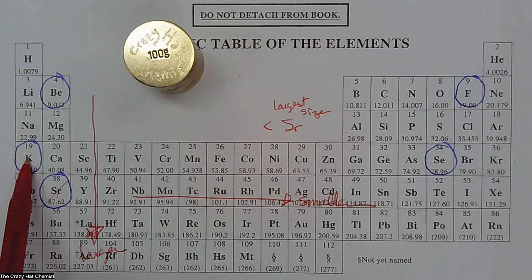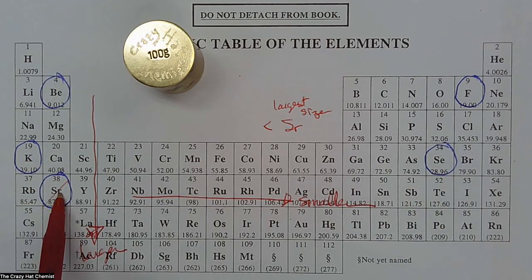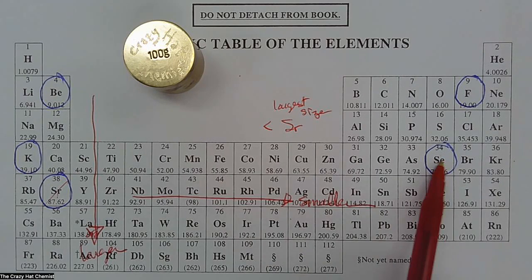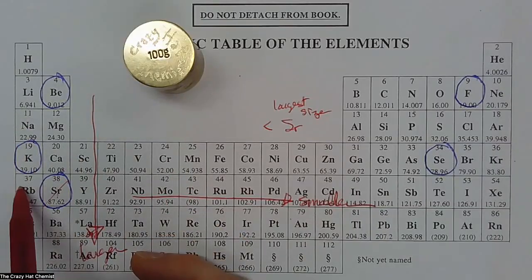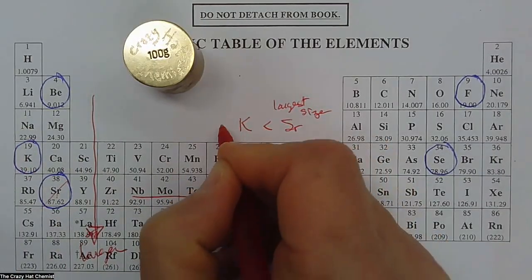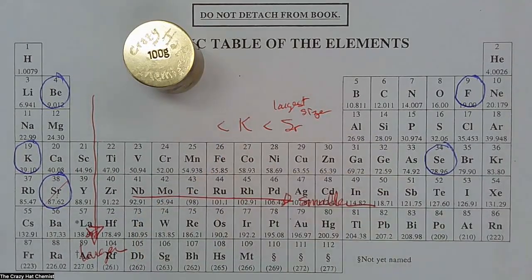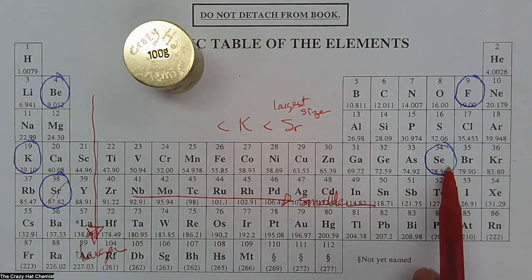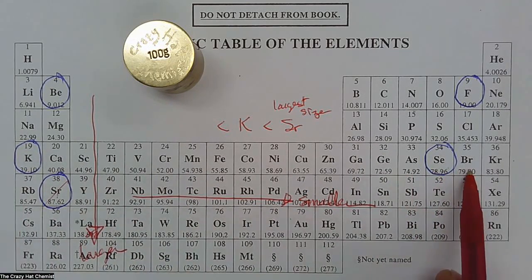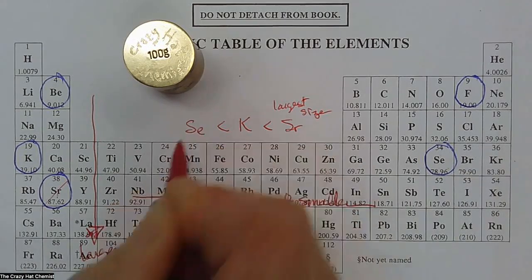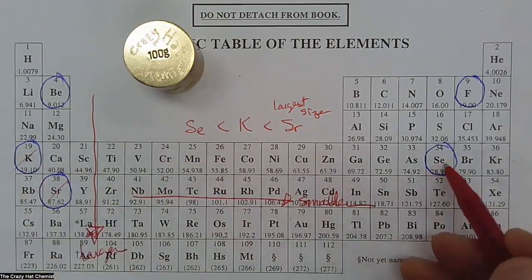Then we're going to compare the next largest in size. Potassium and selenium are in the same period, period 4. As you go to the right, you get smaller. As you go to the left, you get larger. Potassium is here, so potassium would be the next one in terms of largest in size. Then we have selenium.